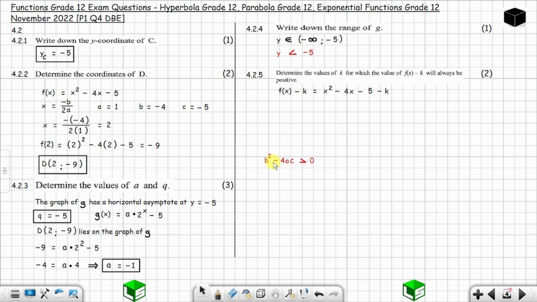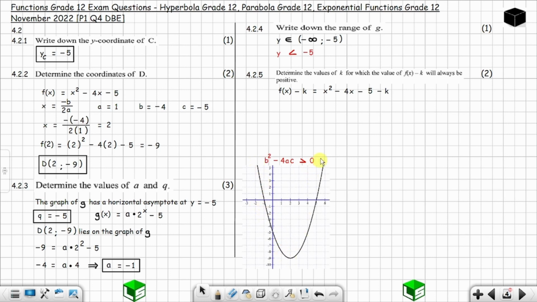When the discriminant is greater than zero, you are going to have the parabola touching the x-axis at 2 different points. Remember that about the discriminant. Okay, so let me show you that. For example, you can have something like this. You can see this parabola is touching the x-axis at 2 different points, at that point and at that point. Okay, this will happen when you have the discriminant greater than zero.